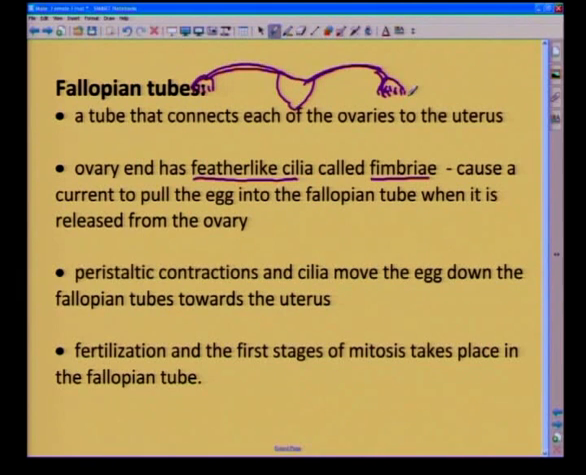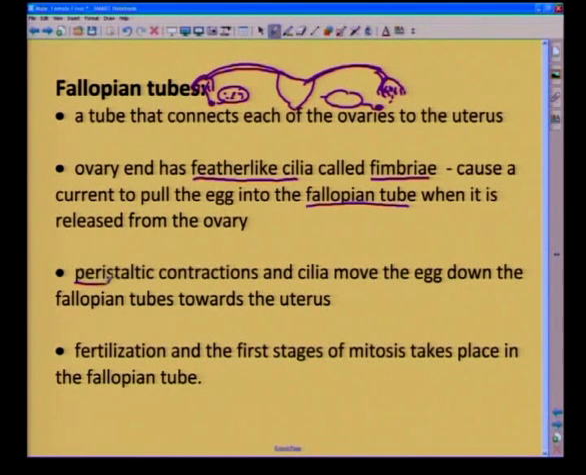It's there. And your fimbriae cause a current to pull the eggs into the fallopian tube once it's released by the ovary, because the ovary sits about here, and it's going to release the little egg cell here, and that will then get sucked in, and the same process will occur this side. Little ovary releases the egg cell, and it's sucked in.